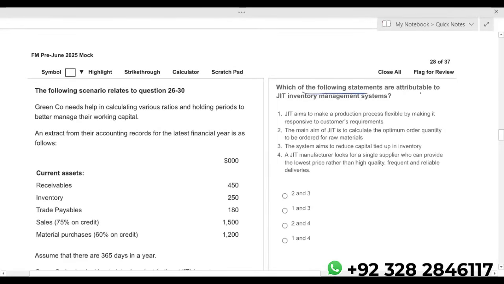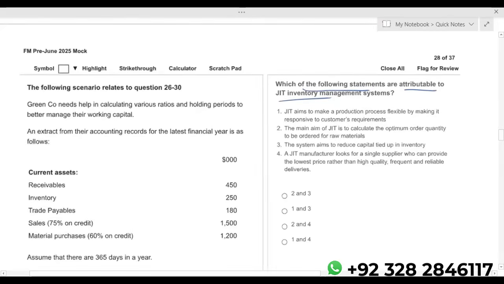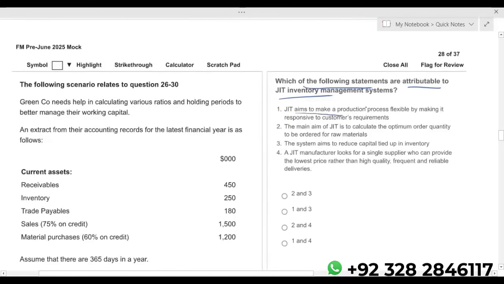Which of the following statements are attributable to JIT inventory management? JIT, just in time management. Let's see. JIT aims to make a production process flexible by making it responsive to customers' requirements. Yes. Logically, there shouldn't be any production for the sake of warehousing in case of JIT. Normally, in JIT, we do production and purchases when demand is readily available. So in JIT, the aim is to make the production process flexible by making it responsive to customers' requirements.